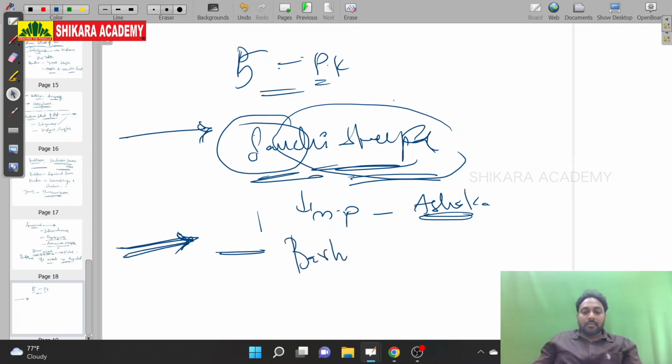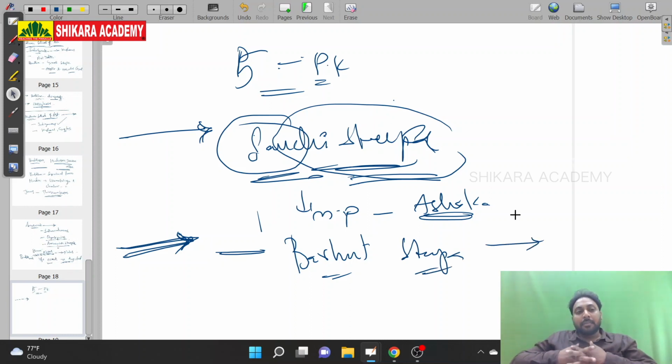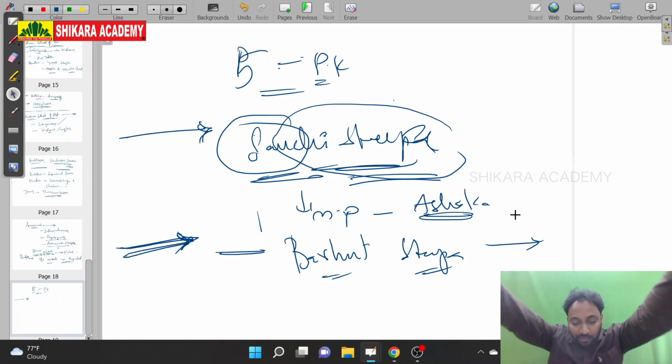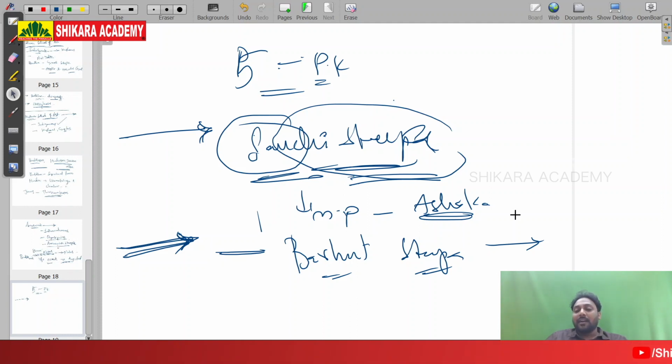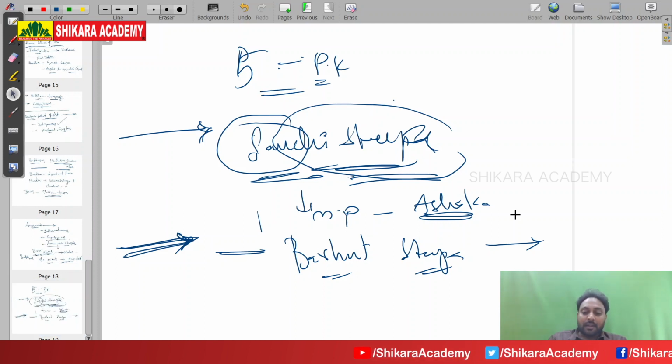Barhut Stupa is in Bihar. In this Barhut Stupa, you see the great Magadha ruler Ajatashatru falling down at the feet of the Buddha and asking for forgiveness for killing his father. Ajatashatru killed his father Bimbisara and came to power. This is about post-Mauryan architecture.